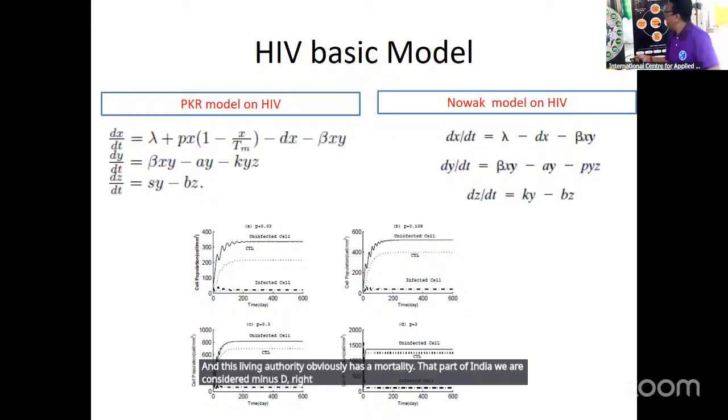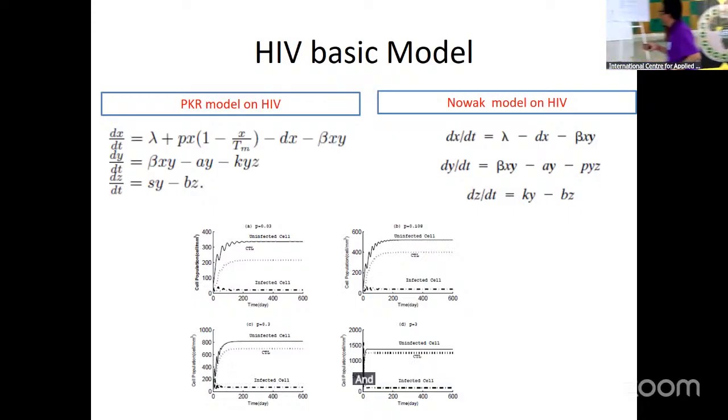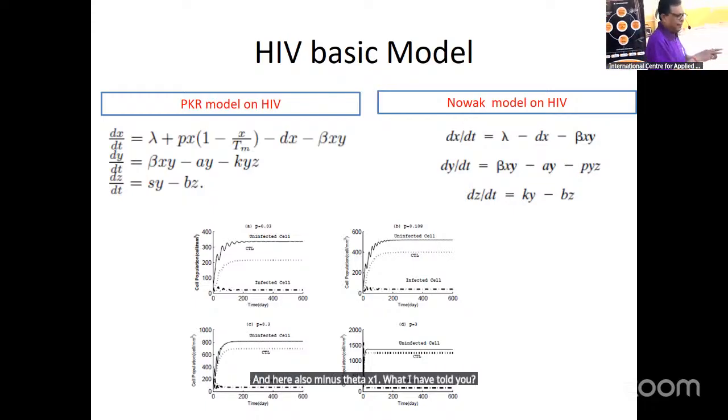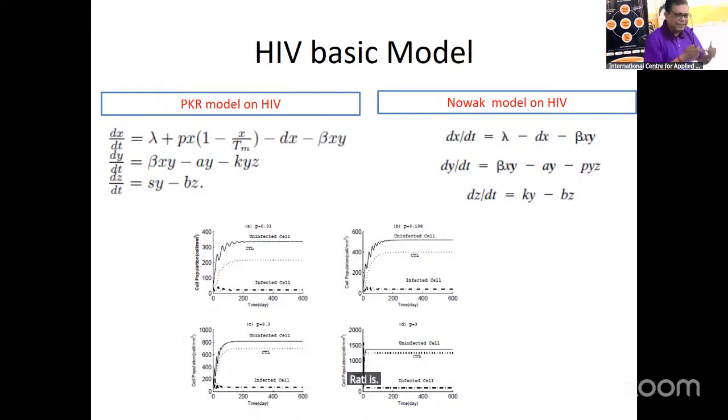And here also minus beta X Y. What I have told you is that X, the CD4 plus T cell, when it is actively infected, will do excessive production of virus. So that is the infected cell.